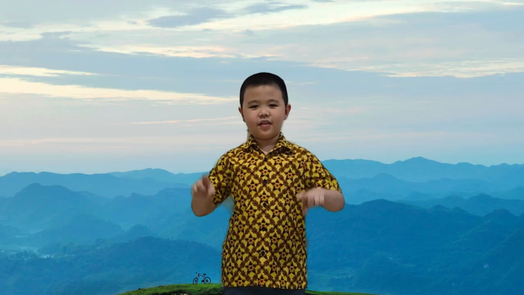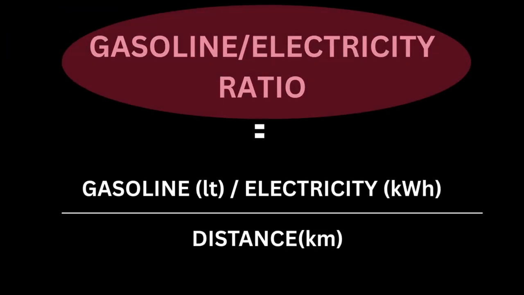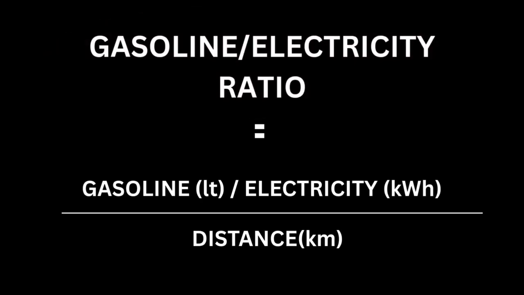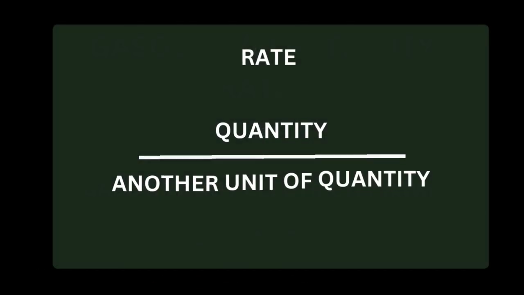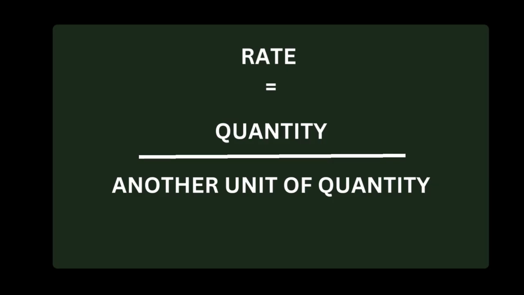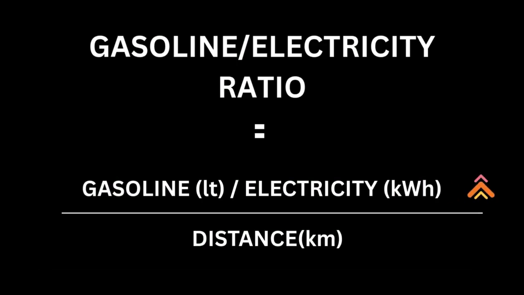Now this is where the math comes in. The gasoline or electricity consumption ratio is equal to gasoline in liters or electricity in kilowatt hours divided by the distance. That is called rate. Rate is a quantity per another unit of quantity. When the gasoline or electricity use increases while the distance is constant, the ratio will increase and vice versa. When the distance increases while the gasoline or electricity use is constant, the ratio will decrease and vice versa.